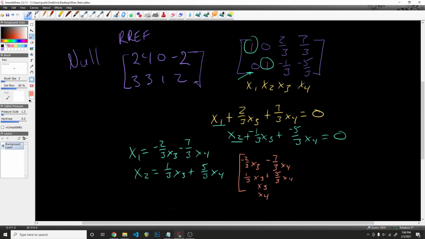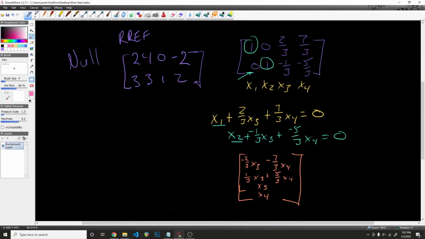It's basically what we had before, except instead of writing x1 and x2, we put it in terms of x3 and x4. Let me go ahead and clean this up because we don't really need it. But we can pull out the x3 and the x4, and we can write this as x3 times the vector with negative 2 over 3, and then 1 over 3 for x3. And then here you can see that we have 1 times x3, so that's a 1. And then on this line, there's no x3 at all, so that's a 0.